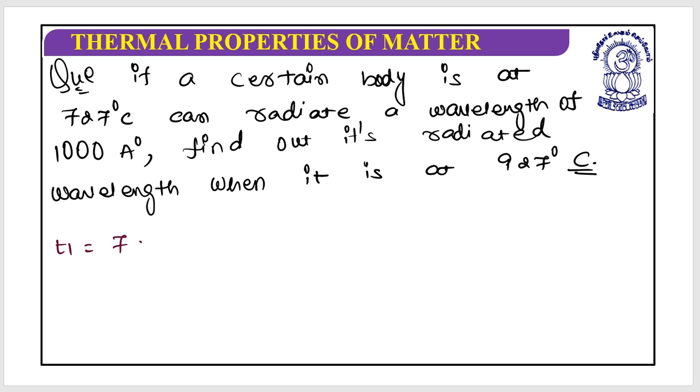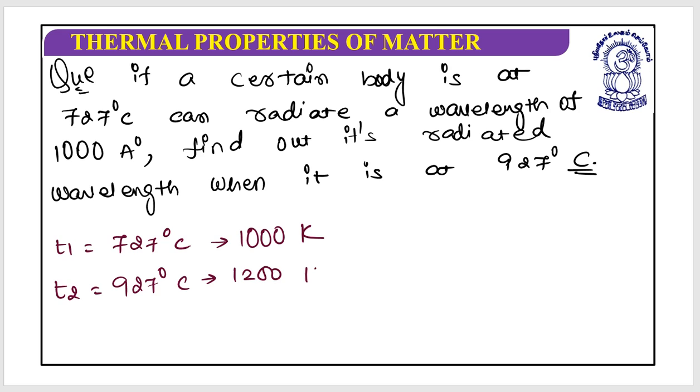T1 is equal to 727 degrees Celsius, so I need to convert this. It is 727 plus 273, so this is 800 plus 200, which is equal to 1000 Kelvin. T2 is equal to 927 degrees Celsius, which is 927 plus 273, so it's 1200 Kelvin. And wavelength 1 is given, lambda 1 is equal to 10,000 Angstrom. Keep it in Angstrom only. Lambda 2 is what we want.